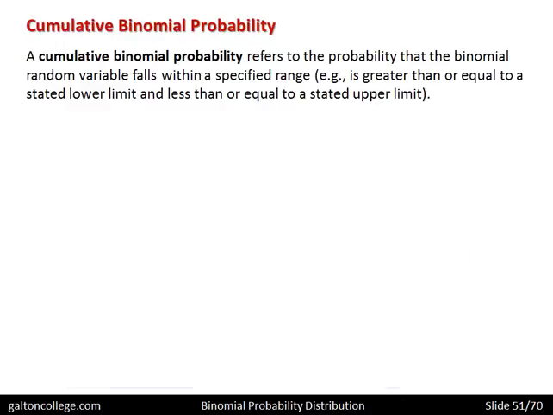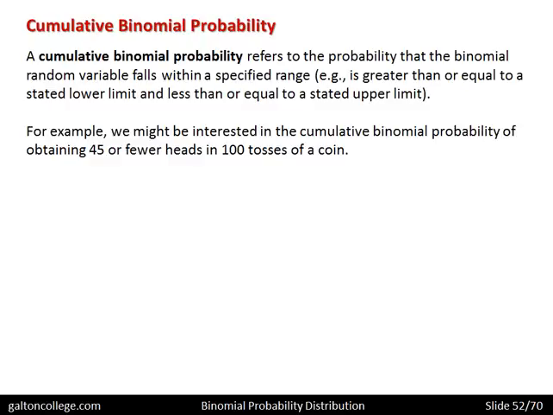Now, a cumulative binomial probability refers to the probability that a binomial random variable falls within a specified range. For example, it's greater than or equal to a stated lower limit and less than or equal to a stated upper limit. So it's in a range. They want to find the probability that's within a certain range, not just one particular outcome, but a range of outcomes. We want to work out that sort of probability.